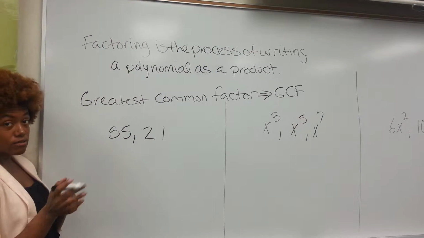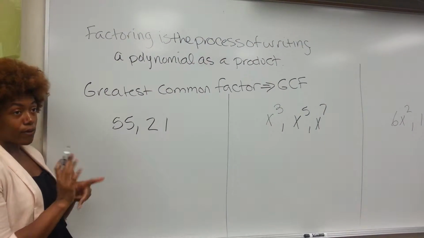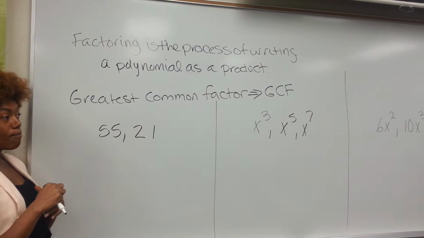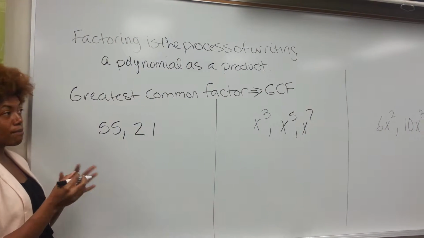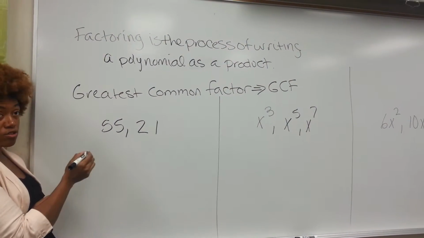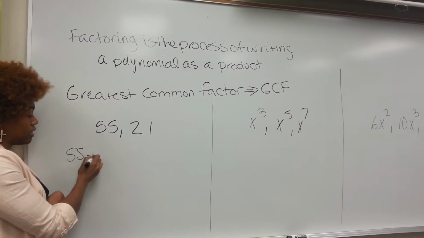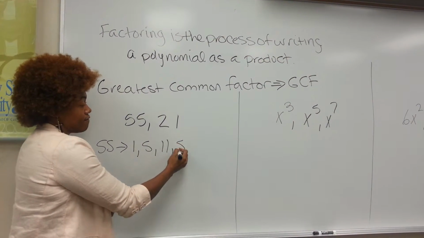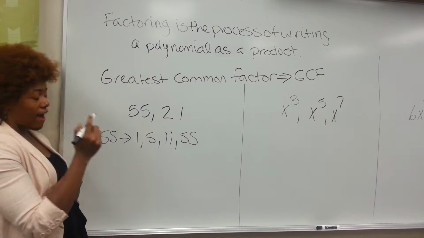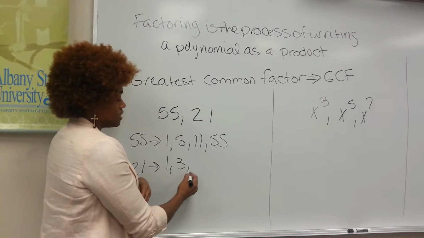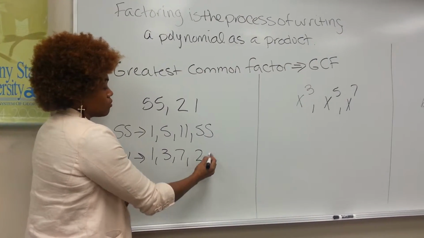polynomial as a product. So today we're going to talk about the greatest common factor. Factors are the multiples or the numbers that multiply to be a particular number. So for instance, the factors of 55 would be 1, 5, 11, and 55. And the factors of 21 would be 1, 3, 7, and 21.